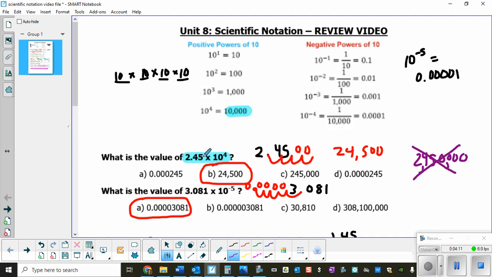So 2.45 times 10,000 should put us in the 24,000s. And again, when you just move it based on the exponent, 4 to the right if it was positive, because it was negative, we went back to the left.